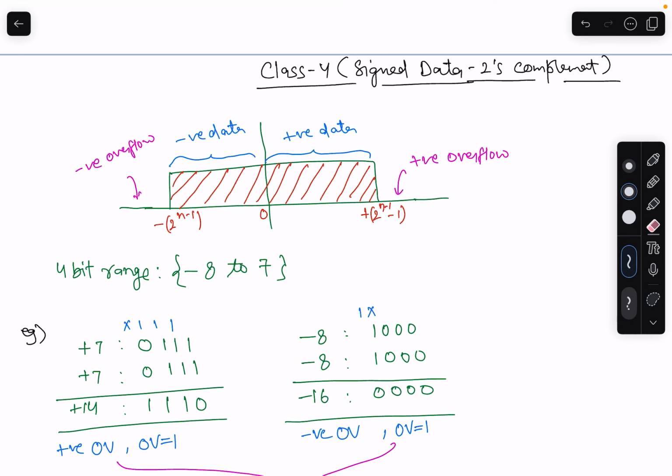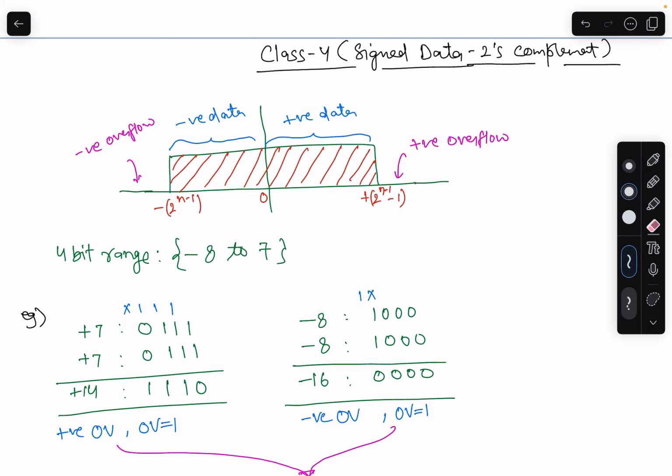Hello friends, in this video we will talk about the two's complement format. We will see the overflow condition and solve a few problems. We won't talk about the one's complement format and sign magnitude format because we don't use them.